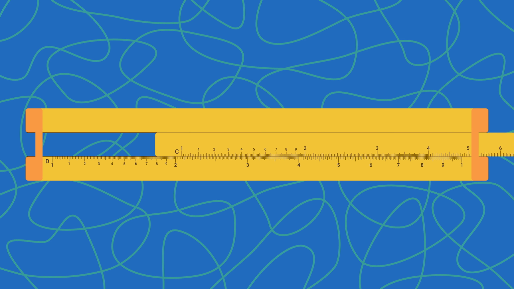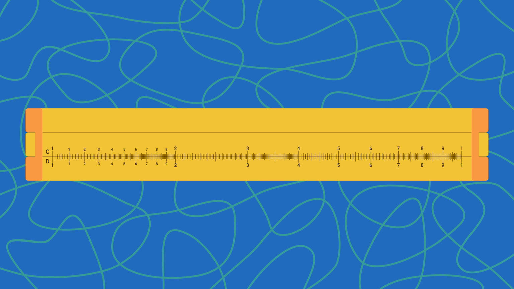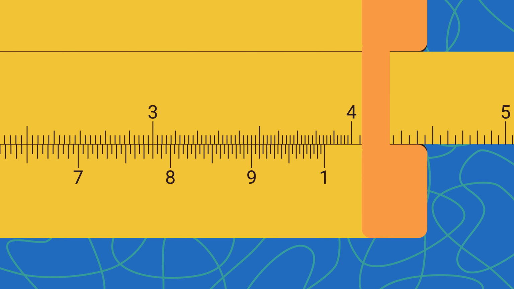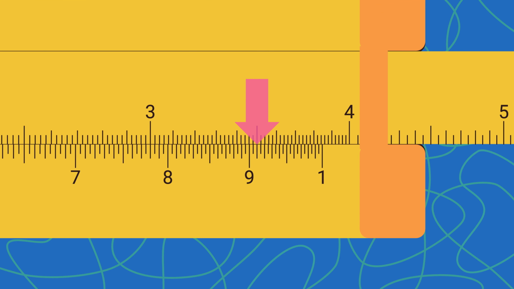What happens if we move the 1 on the C scale to 3 on the D scale? Now values have tripled. Let's try multiplying two arbitrary numbers, 2.6 times 3.5. First, line up the start of the C scale with 2.6 on the D scale. Now we see where 3.5 on the C scale lines up on the D scale. It appears to be right around 9.1, which is the correct answer.